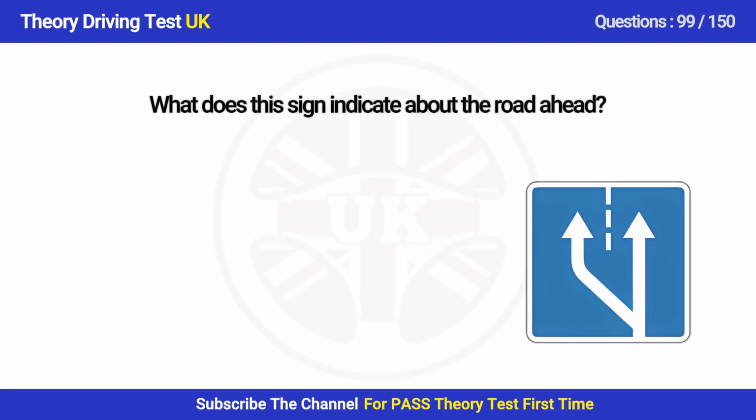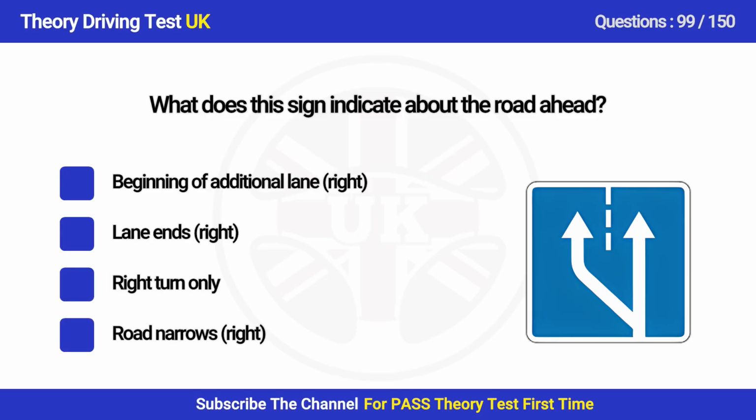Question 99. What does this sign indicate about the road ahead? A. Beginning of additional lane right. B. Lane ends right. C. Right turn only. D. Road narrows right.